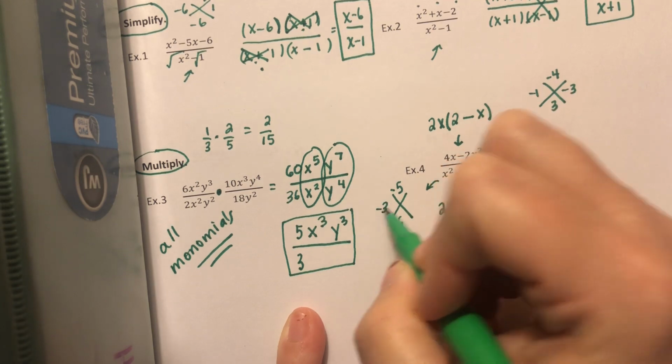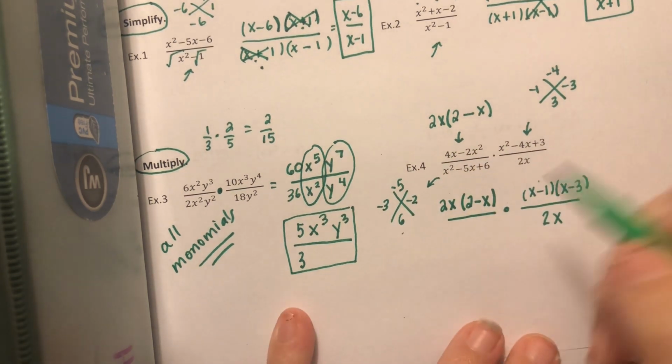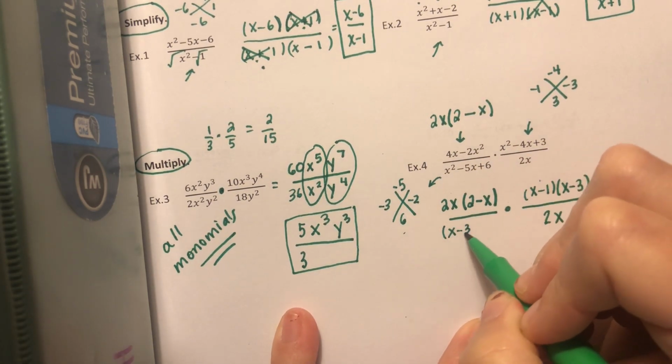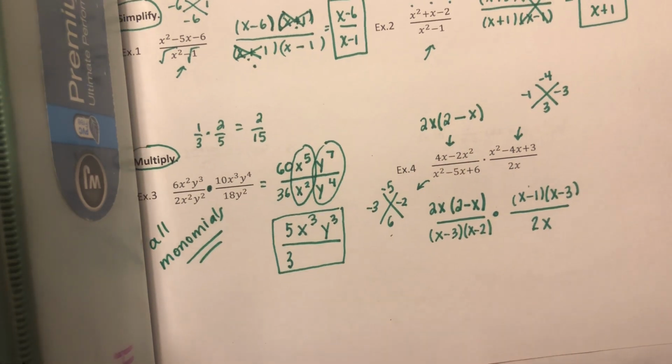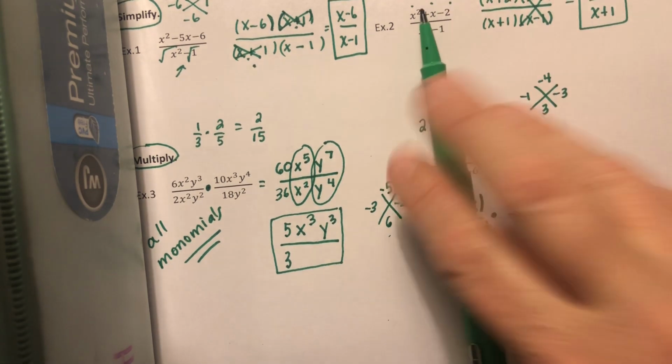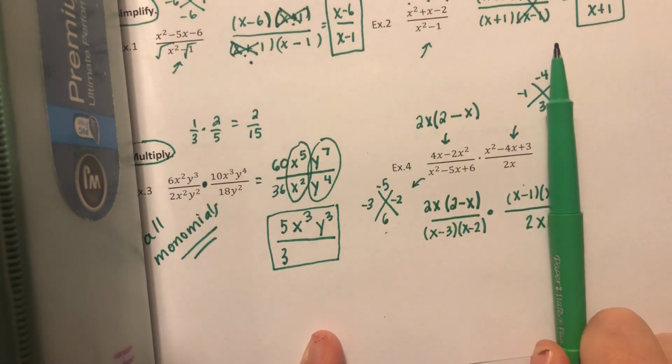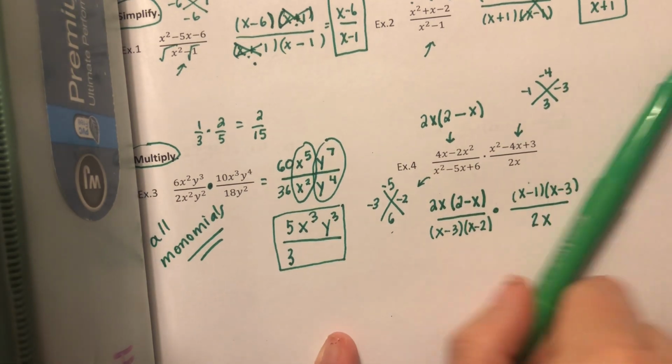So this one has to be negative 3, negative 2. So this is x minus 3 times x minus 2. All right, you got to be careful at this point. I always say check your up downs. So that would be here, here, and check your crisscross, okay?